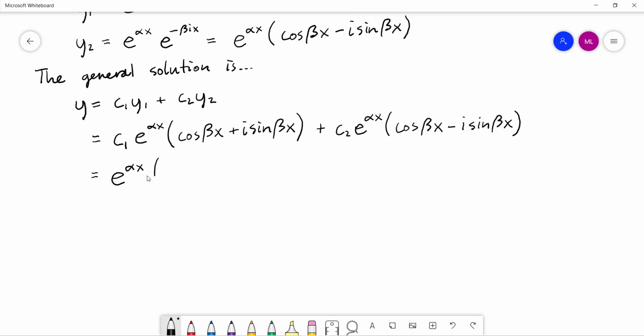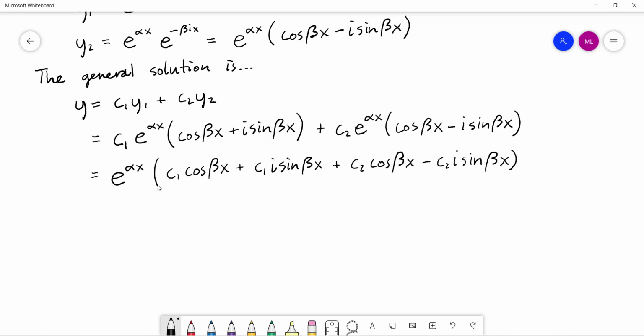Everything I'm doing now is basically just some algebra here. And we've got now, let's see here. I've got c1 cosine of beta x plus c1 times i sine of beta x plus c2 times cosine of beta x minus c2 times i sine of beta x. So all I've done is basically distribute the c through to these two pieces. Same thing here, c2 going through to these two pieces, and I've factored the e to the alpha x out of the whole thing because it showed up in all of these terms.